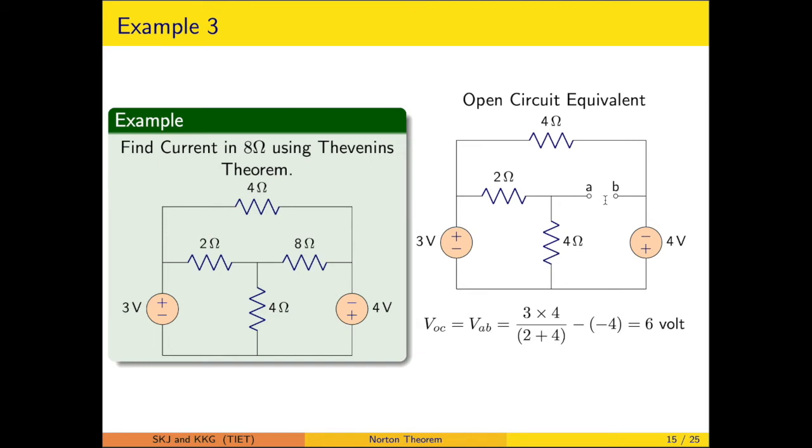This is made open circuit, so the VOC is coming out to be, in this it is acting as a potential divider. So whatever the voltage across this, that is 4 into 3 divided by 6. So that will be VA with respect to this common terminal. VB is coming out to be minus 4 volt. So the VAB will be whatever the voltage across this resistor minus 4. So that is equal to 6 volt.